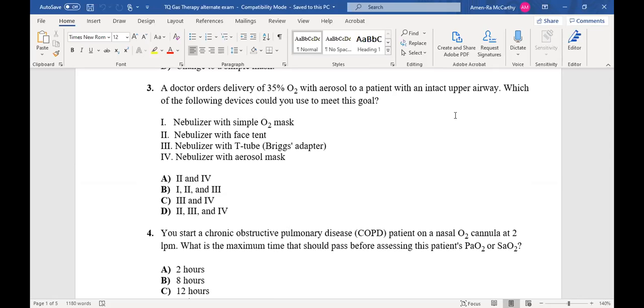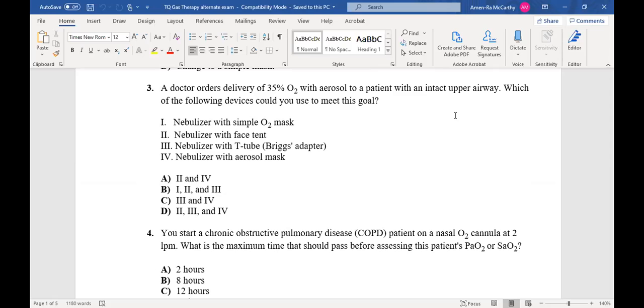Couldn't use a T-tube or the Briggs adapter because that's for somebody who has either an ET tube or a tracheostomy. A simple O2 mask is a low flow device. I can't give 35% with that, period, because it's a low flow device and it doesn't go with a nebulizer anyway. So you can take one out of the equation immediately. That would take out B, right? And then the T-tube I can't use because they have an intact upper airway. So I can take 3 out. So 1 and 3 can go. That gets rid of D, that gets rid of C, and that gets rid of B. Only thing left is A.